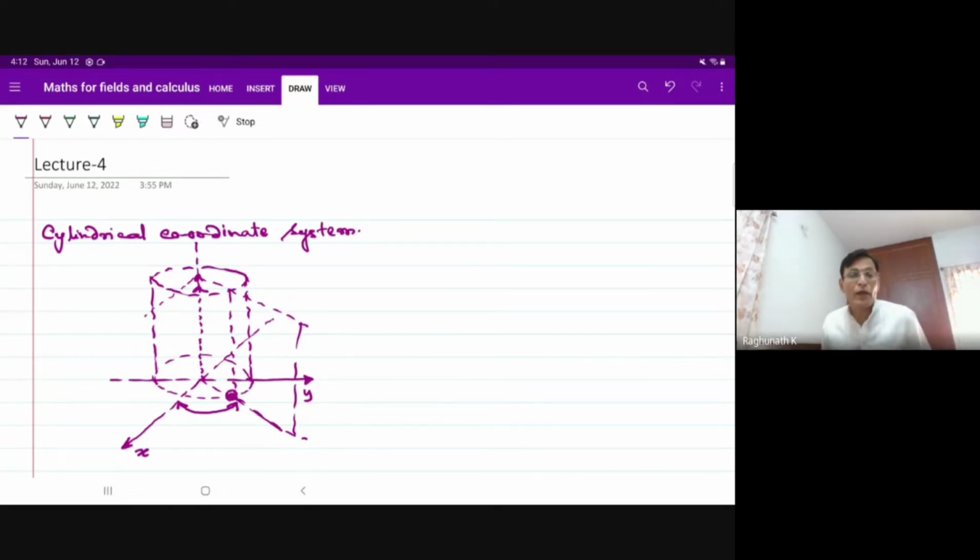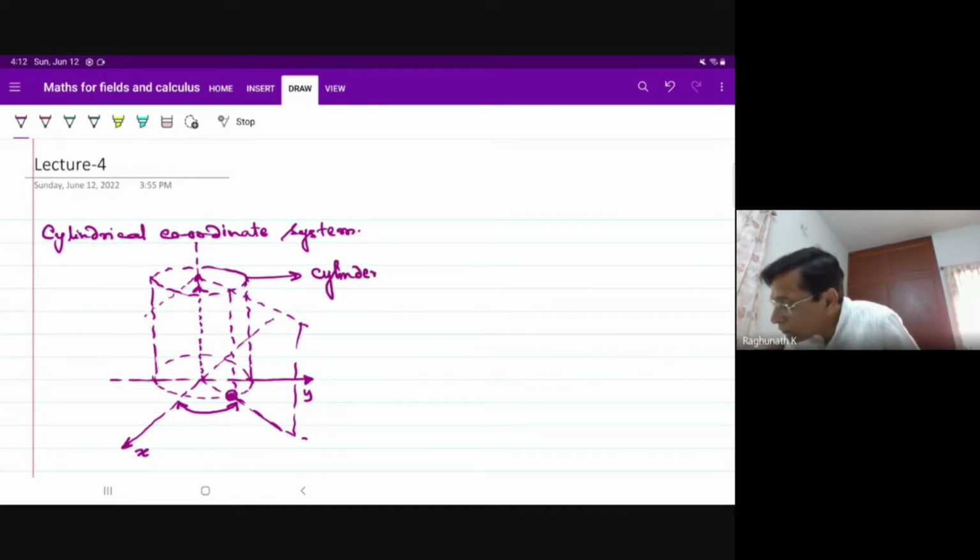Listen carefully. Earlier, rho is equal to constant rho naught, phi is equal to constant phi naught was a point. That rho is equal to rho naught constant, when it is extended along the z-axis, became a cylinder of radius rho naught having the z-axis as its axis. This is the cylinder of radius rho naught, having the z-axis as its axis.